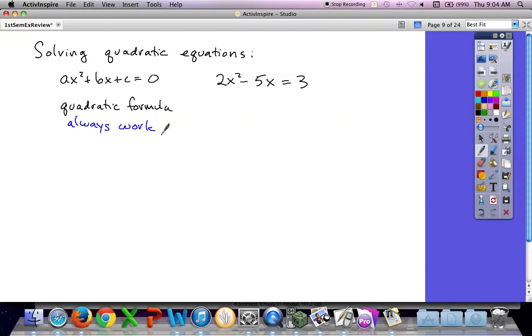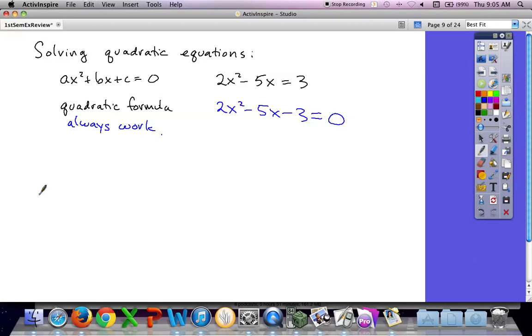Now, if I was going to solve this one, what would I have to do first? Subtract the 3, because it's not set equal to 0. So that's 2x squared minus 5x minus 3 equals 0. So now you could use the quadratic formula and solve it.